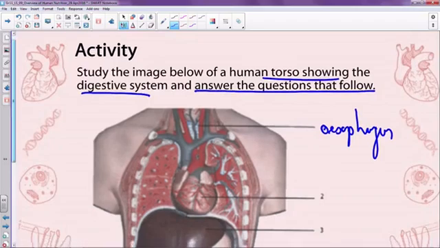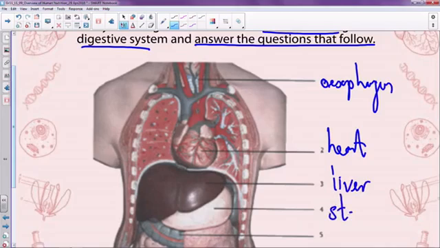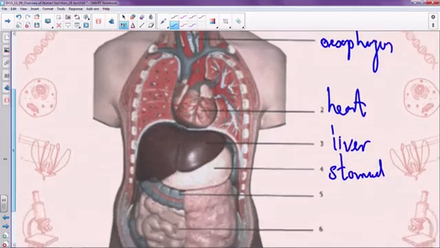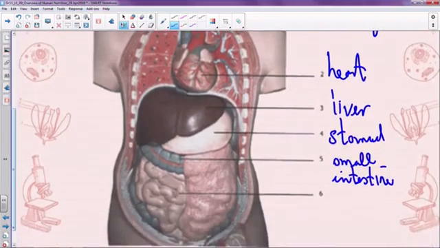Here we're seeing below that, that's the heart. And obviously we know the function of the heart. Number 3 is the liver. Number 4 shows you the stomach. Number 5 shows you the small intestine, and that's the duodenum. Small intestine, that's the first part of the small intestine, called the duodenum. And then number 6 is the large intestine, or we refer to that as the colon.